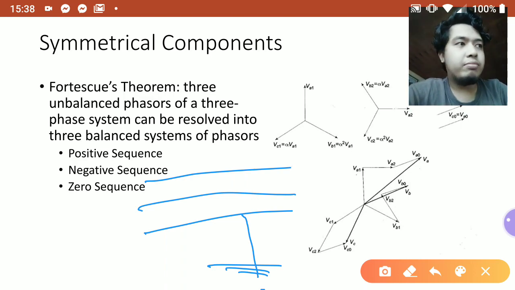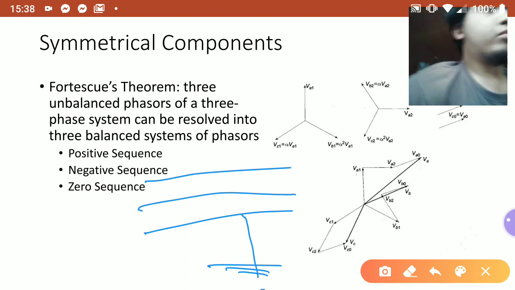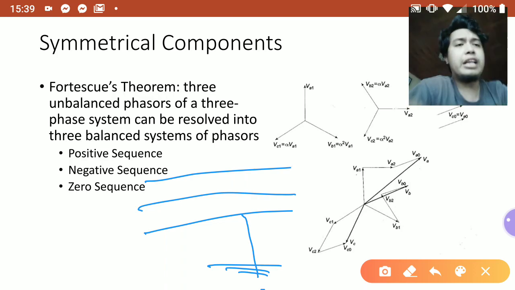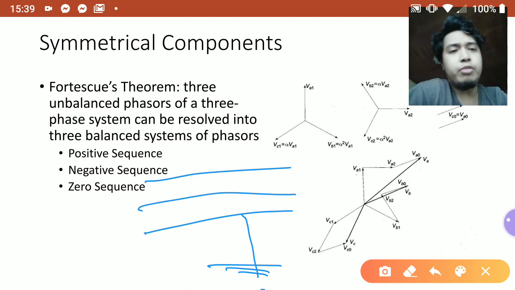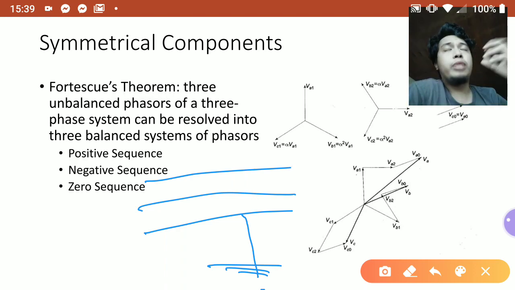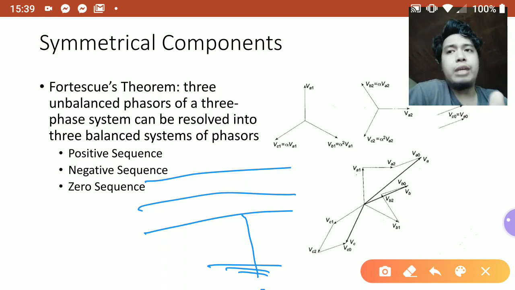So I cannot represent this into a single line diagram because I cannot perform per phase analysis. Basically, I cannot perform per phase analysis on an unbalanced system, at least with the knowledge that we have right now. So we cannot represent this yet into a single line diagram from the techniques that we did on three phase fault. So basically what we're doing is a new approach.